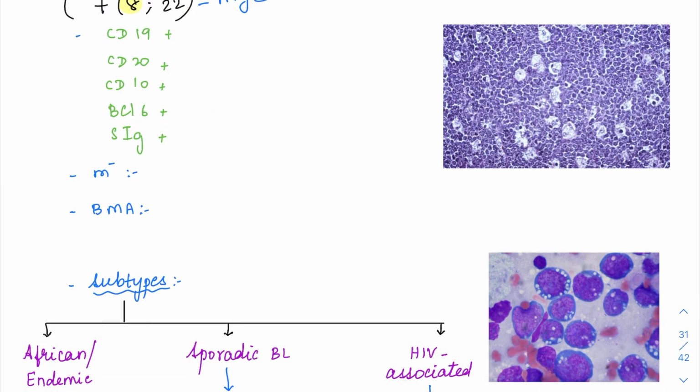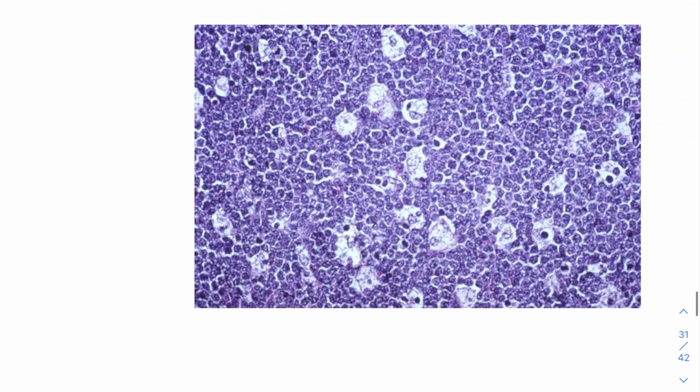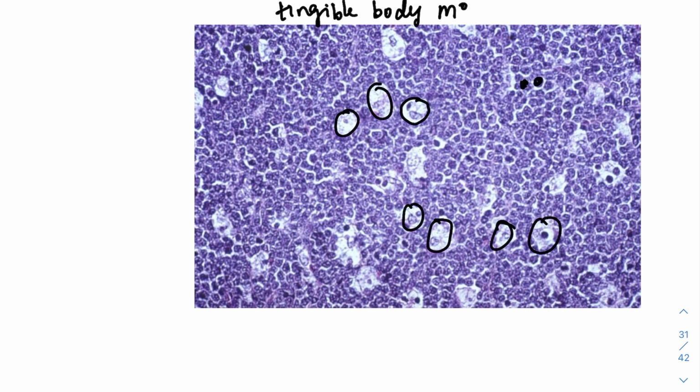Microscopically, we have a classical image here. It is given the name starry sky appearance. This is the histological image of the lymphoma. It is seen in diffuse sheets of these atypical lymphoma cells. Apart from that, these bigger cells in between you are seeing, right? These cells are nothing but macrophages. These are tingible body macrophages, which are taking up the broken material. The lymphoma cells are continuously dividing, right? So the debris is going to be taken up by these tingible body macrophages.